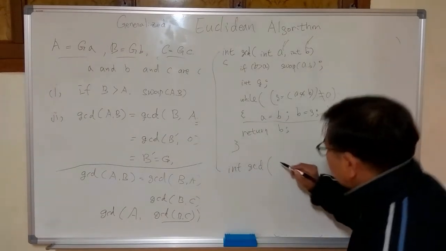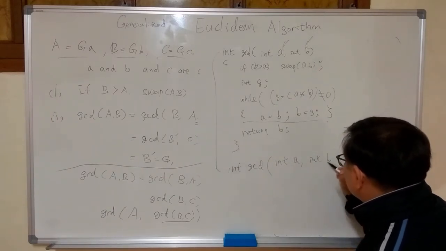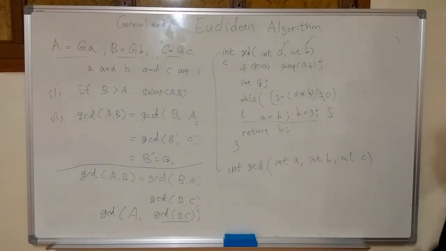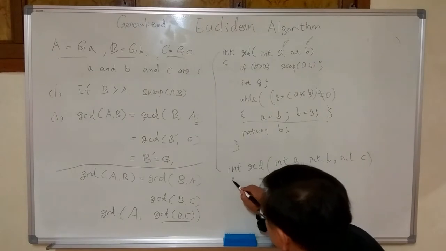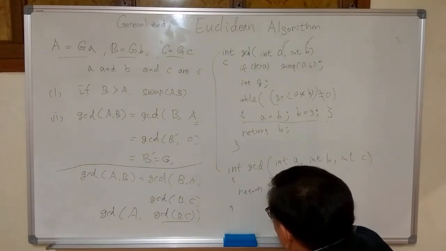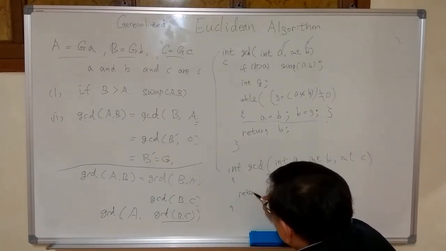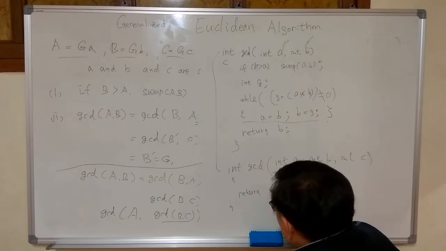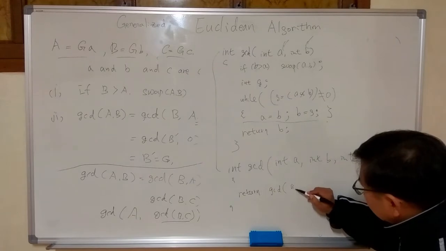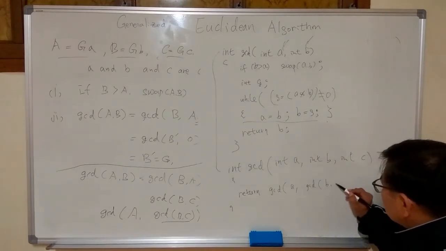Now we have three numbers, int A, int B, int C. We have three parameters. Now we can say return GCD(A, GCD(B, C)).